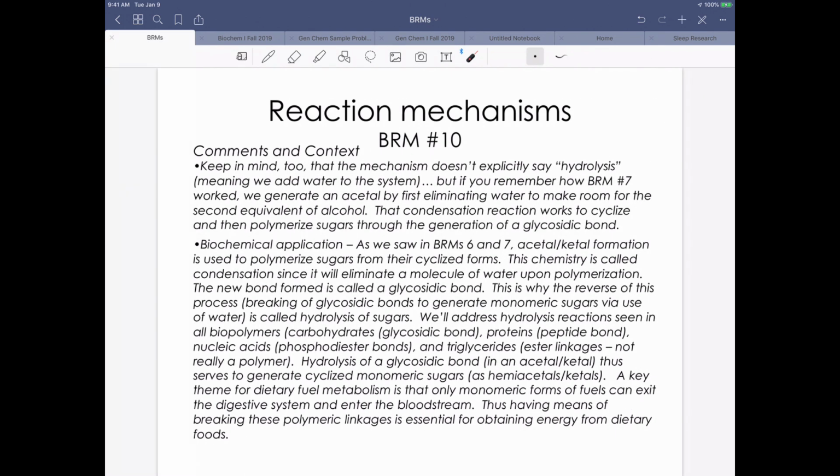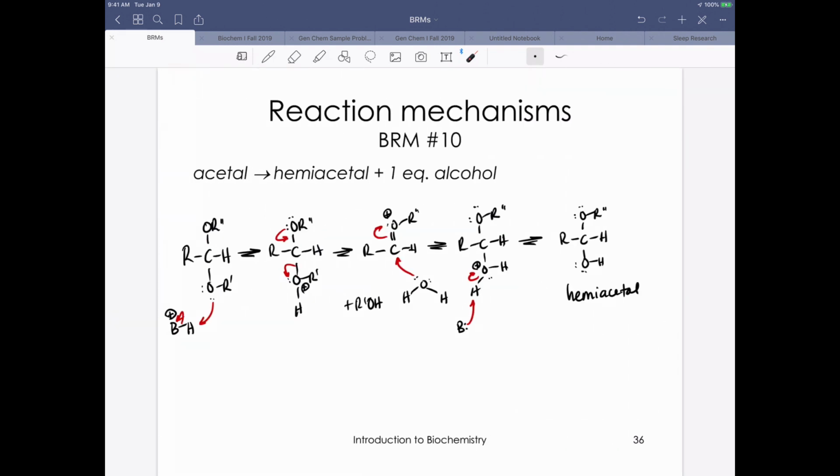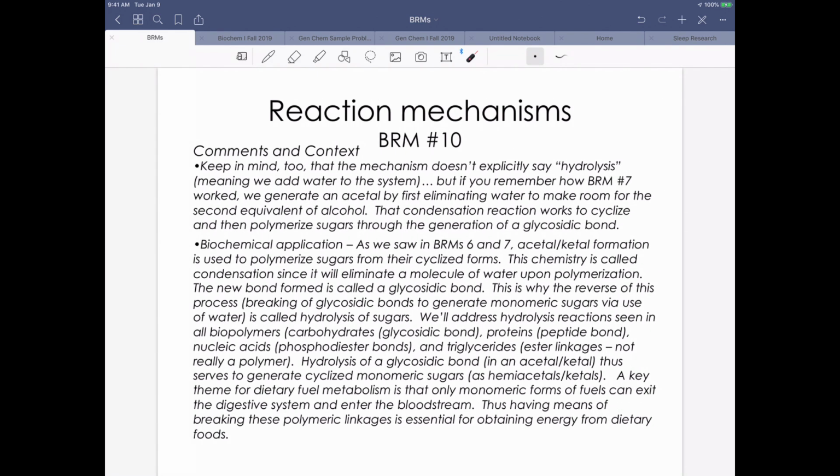So again, a couple of other comments here, and kind of a context for this in terms of biochemical application. This is truly a hydrolysis reaction. Let's flip back here for a second. We actually see water coming in, and at the end of the day, water is going to be facilitating the lysis or the breakage of this bond. So the reaction doesn't explicitly say hydrolysis, meaning that we add water to the system to break something or lyse something apart.